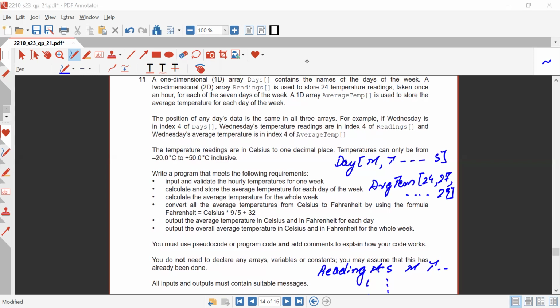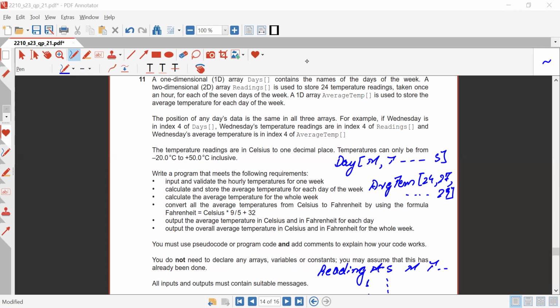Now they are saying the temperature readings are in Celsius to one decimal place. That means it's not 24, it's 24.5, 24.0, whatever it is. They are saying temperature can only be from minus 20 degrees centigrade to 50 degrees centigrade inclusive. That means if any temperature is outside it, it will ask to input the temperature once again. It's a validation check.